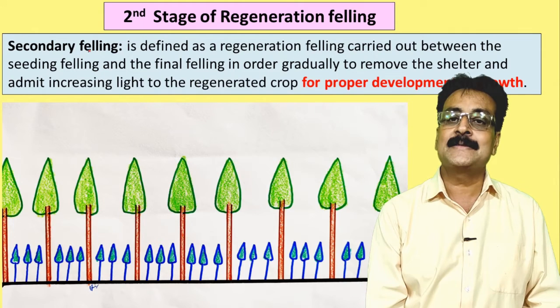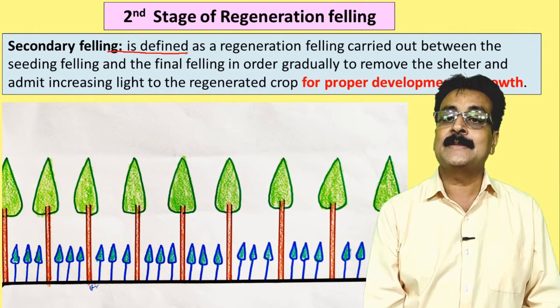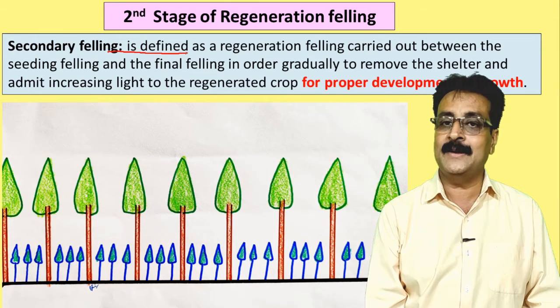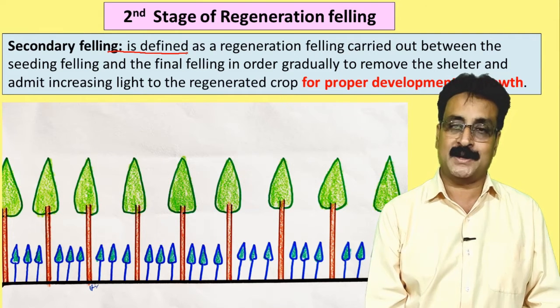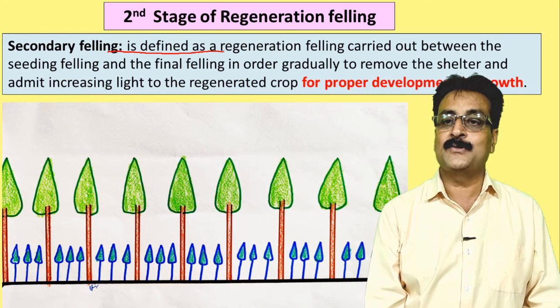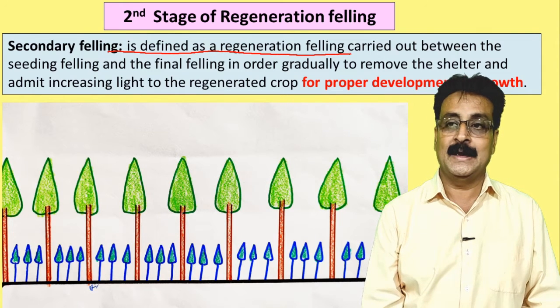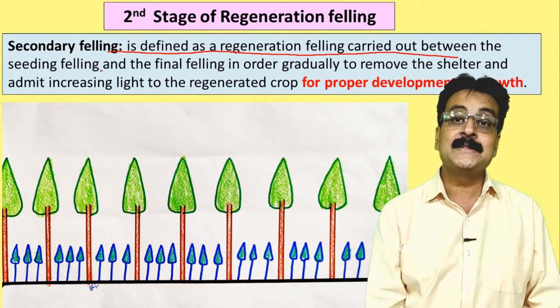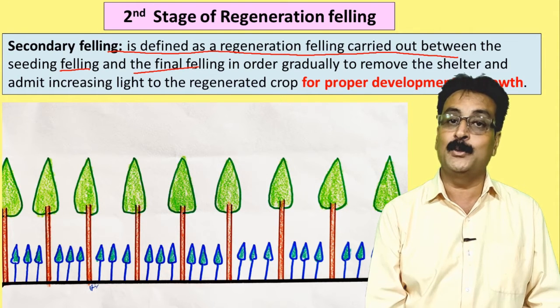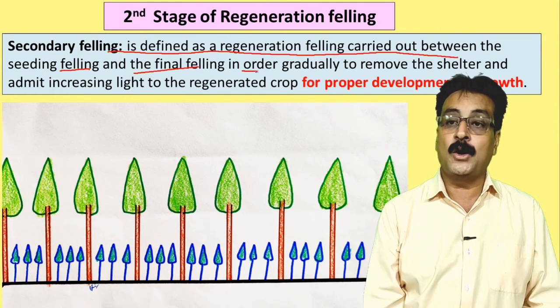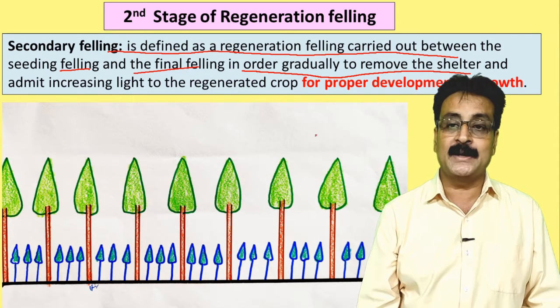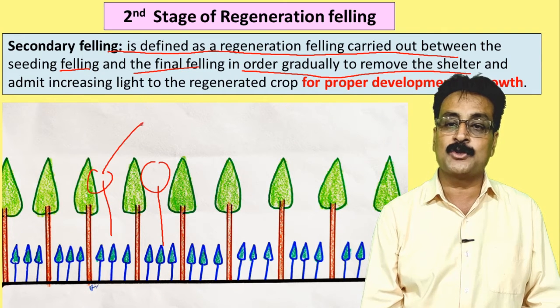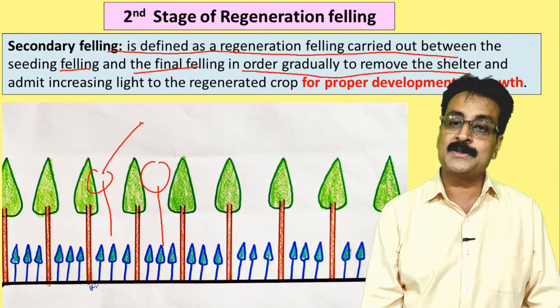Secondary felling is the second stage of regeneration felling. After seeding felling, the second stage is secondary felling. Secondary felling is defined as a regeneration felling carried out between seeding felling and final felling. In between that, in order gradually to remove the shelter, we will remove the shelter trees. Whenever I say shelter, it is overwood.